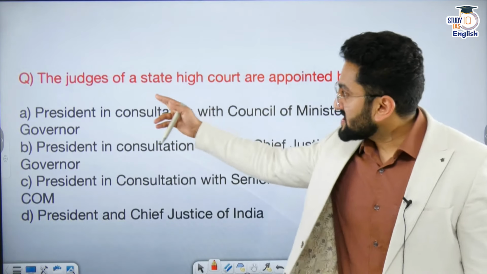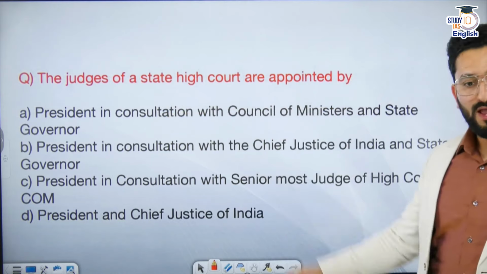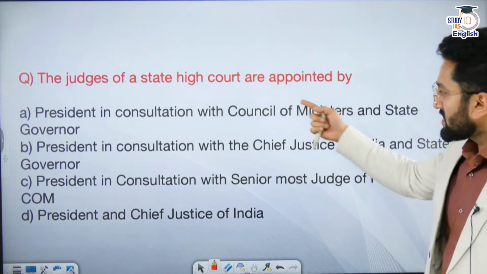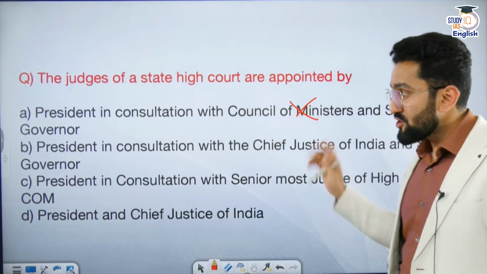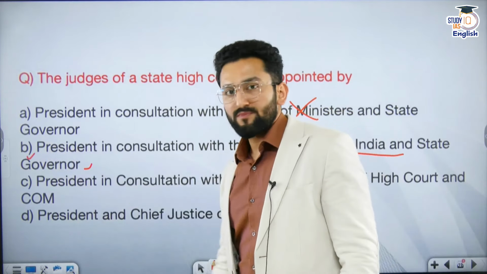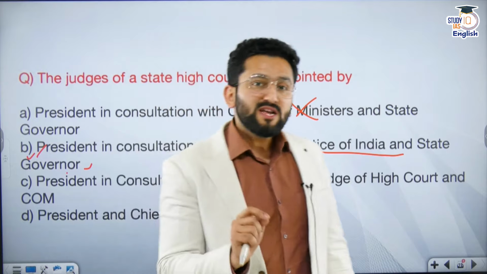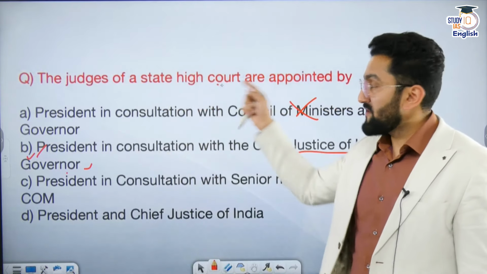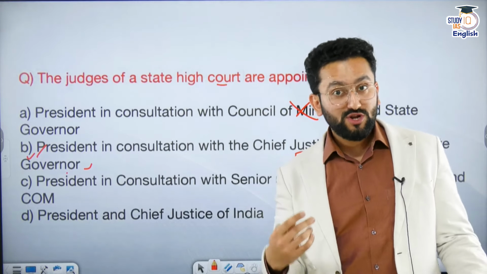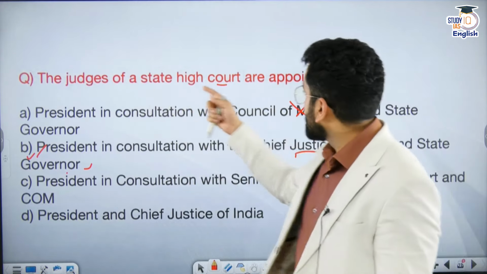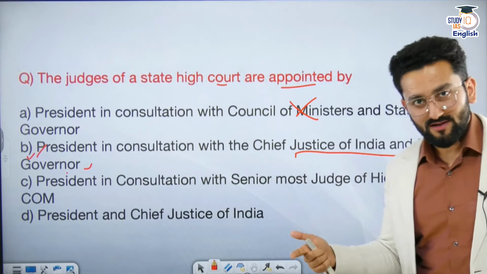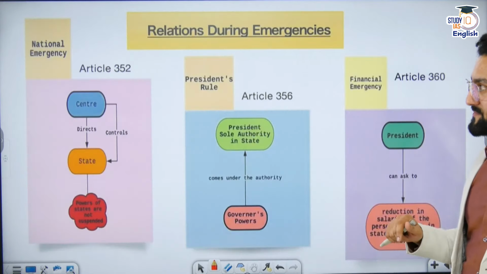Now, attempt this question. The judges of a state high court are appointed by, attempt, come on. President in consultation with Council of Ministers and State Governor. This is clearly wrong. President in consultation with Chief Justice of India and State Governor. This is correct. Although you should know, the recommendation of the name, of who is going to be the judge of a high court, is done by the collegium. We are going to discuss collegium when we enter the judiciary chapter. But the word here is appointment. Appointment is done by President in consultation with Chief Justice of India and State Governor. Okay. I hope it is clear now.